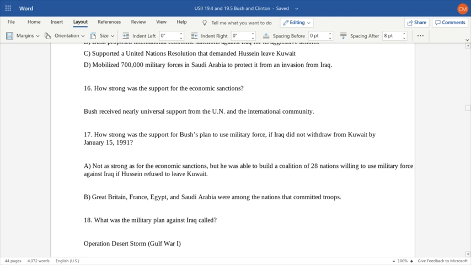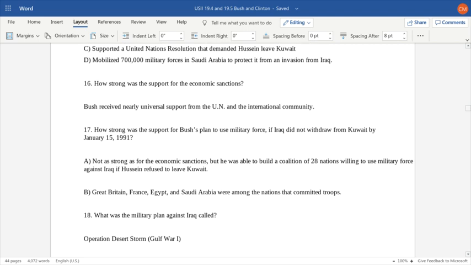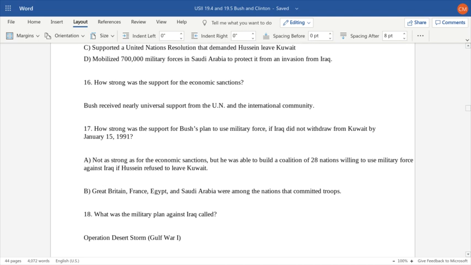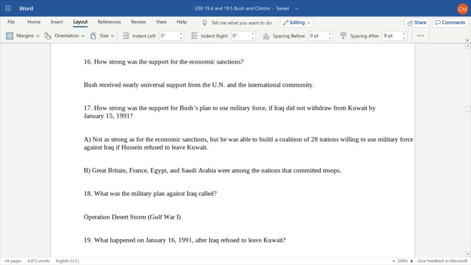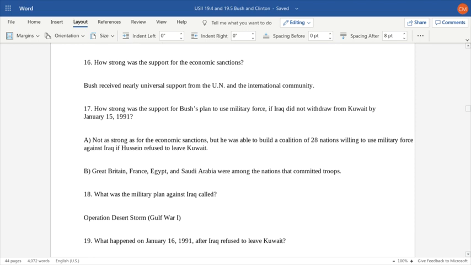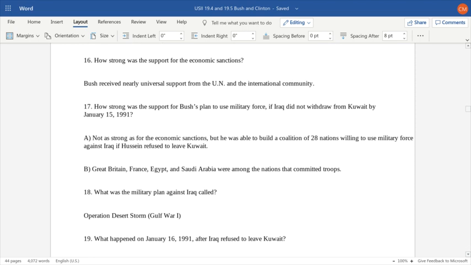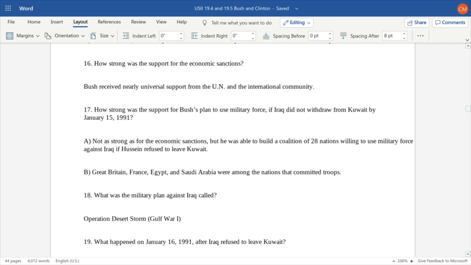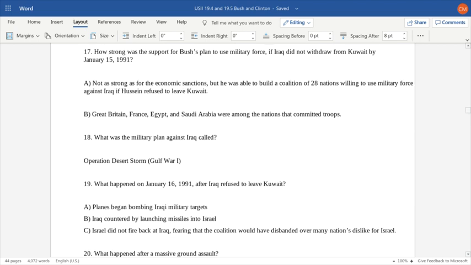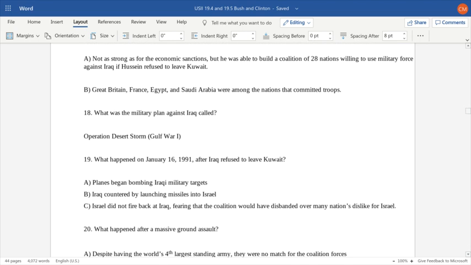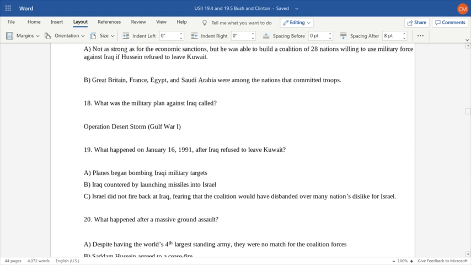The military plan against Iraq was originally nicknamed Operation Desert Storm. It went on to be remembered as Gulf War I because we'll be involved in Gulf War II in the 2000s, shortly after the September 11th attacks. One thing you can say about President Bush, he was a man of his word. On January 16th, 1991, just one day after the deadline, American planes began bombing Iraqi military targets.